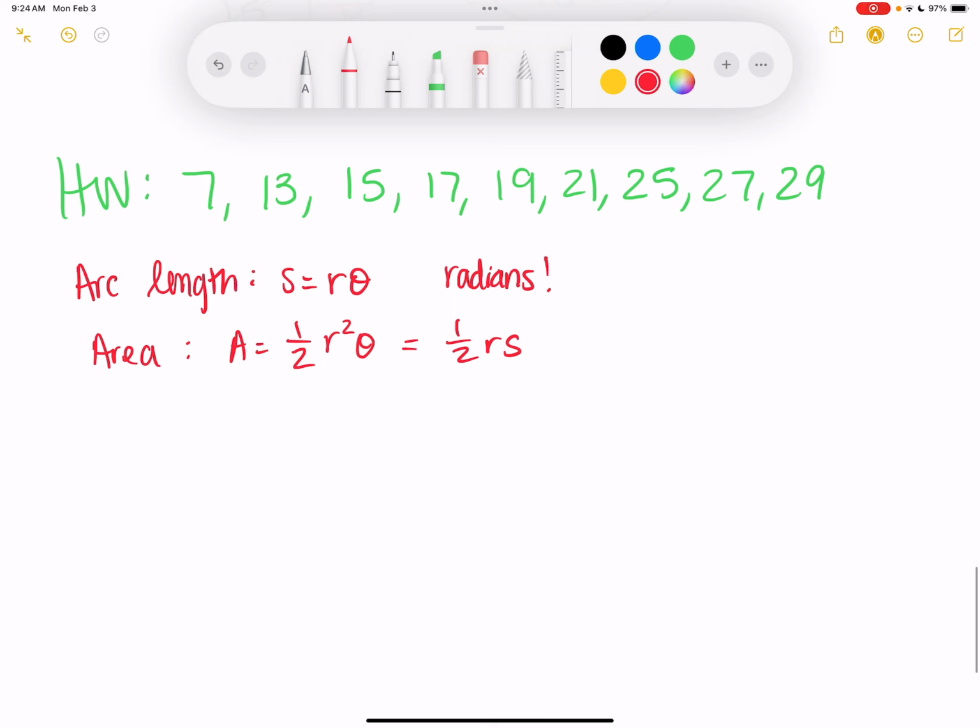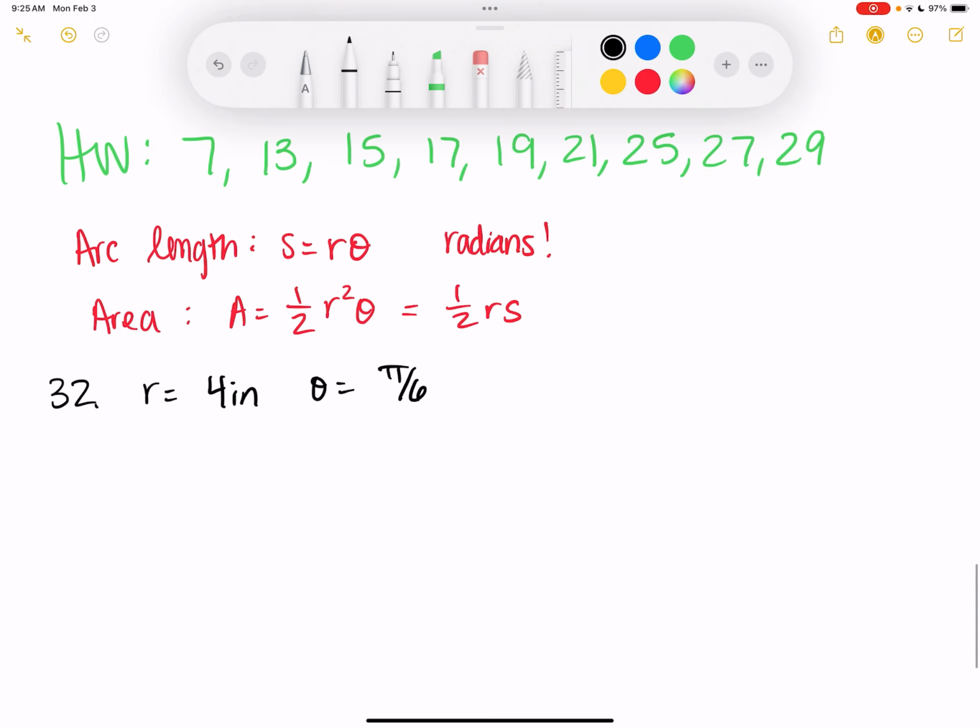So, let's see, 32. R equals 4 inches and theta equals pi over 6. So it wants arc length and area. So S equals R theta. So S equals 4 times pi over 6. And so you would multiply that out and get a decimal answer to 2 decimal places.